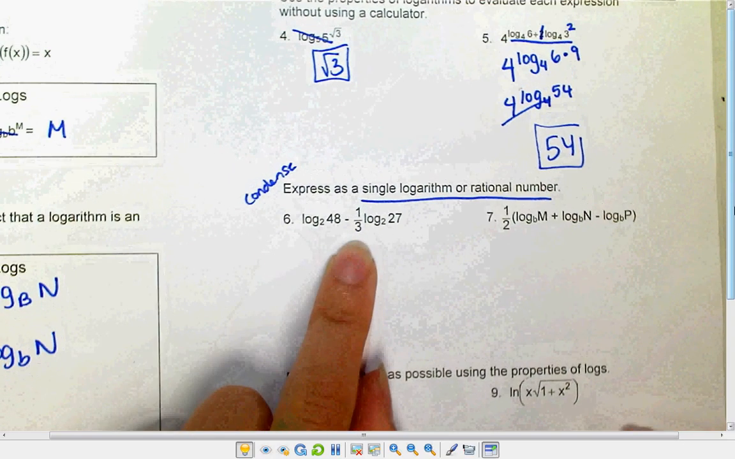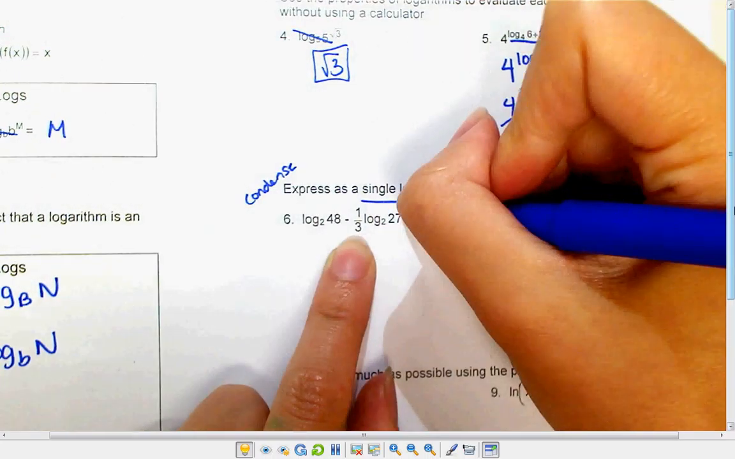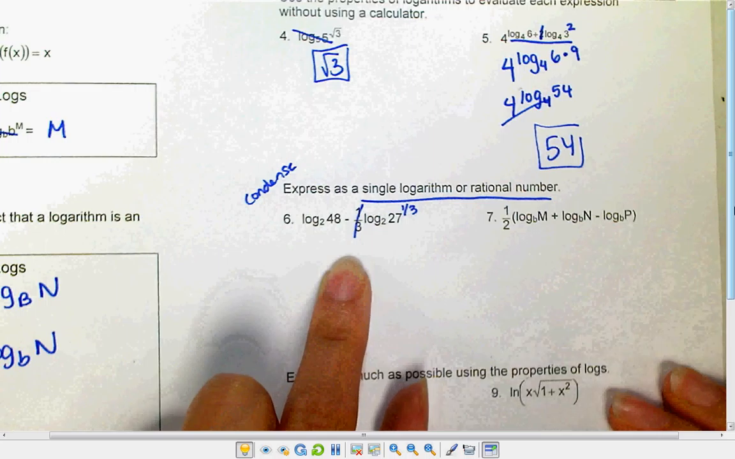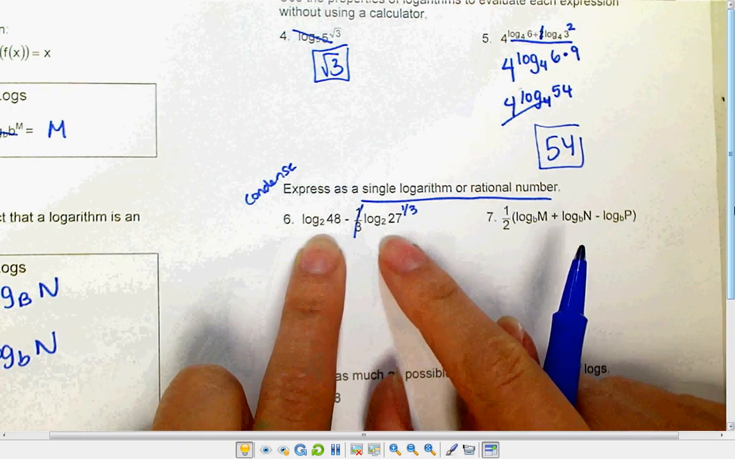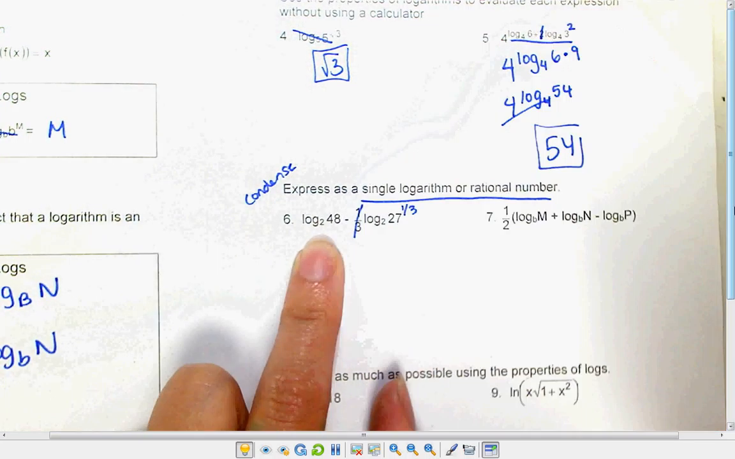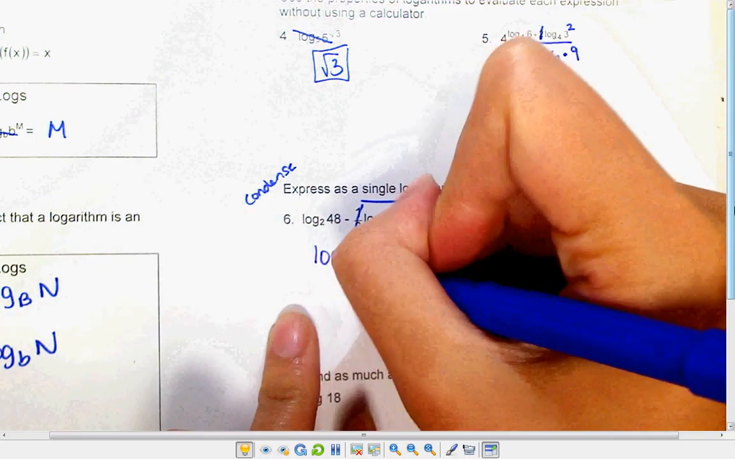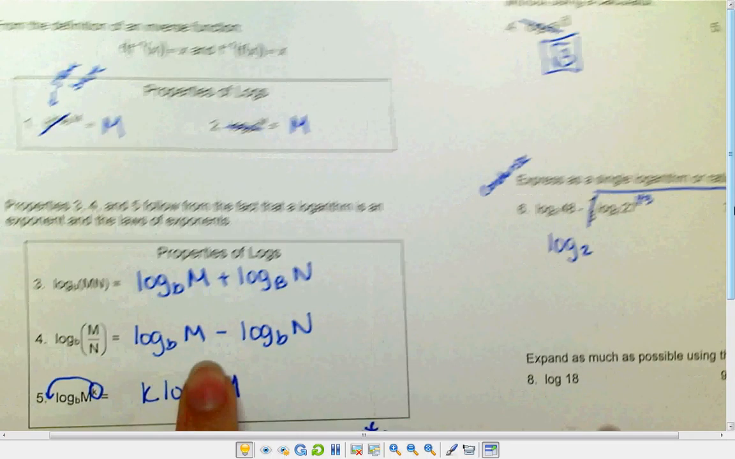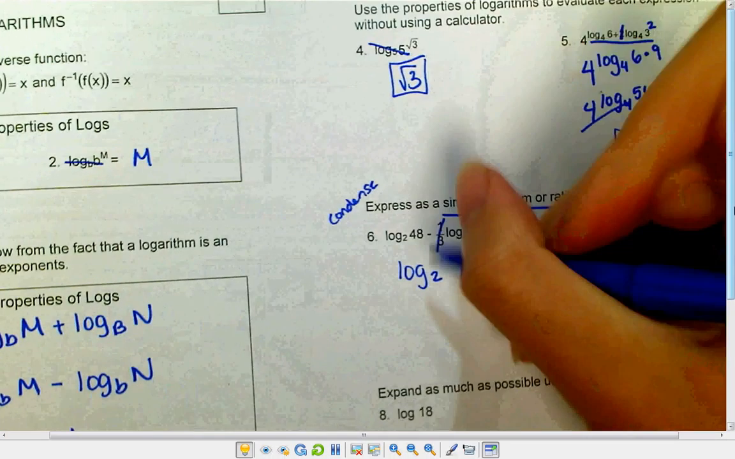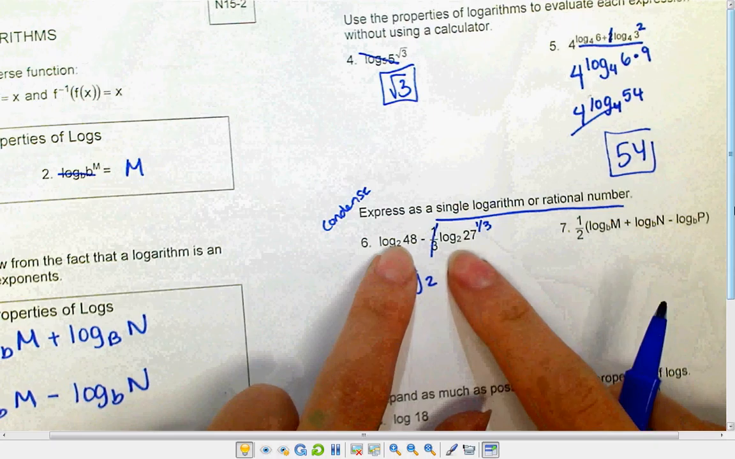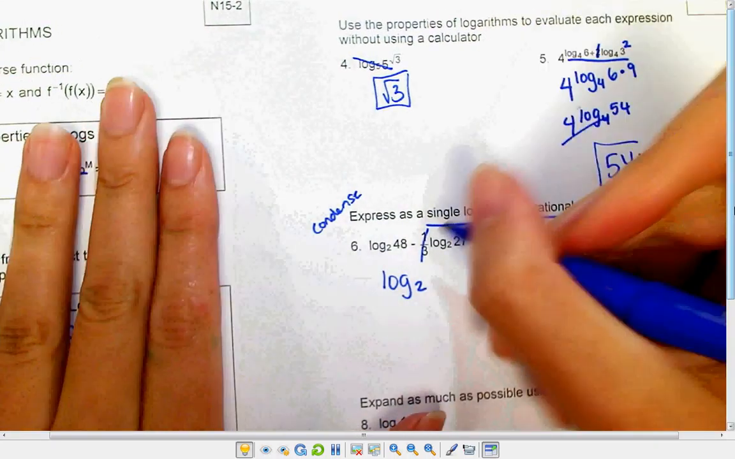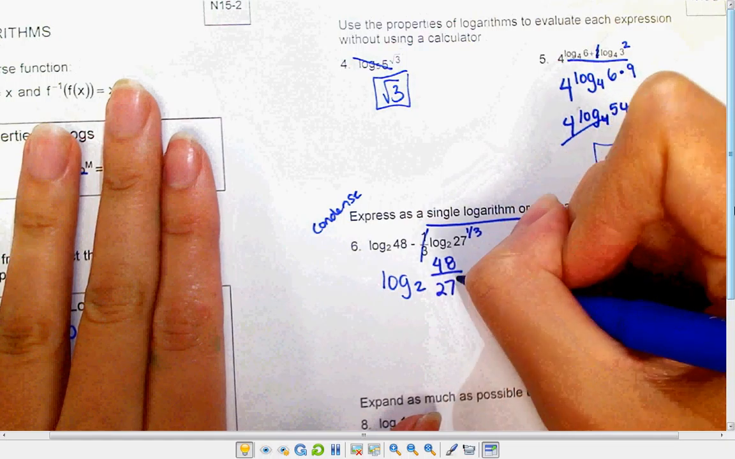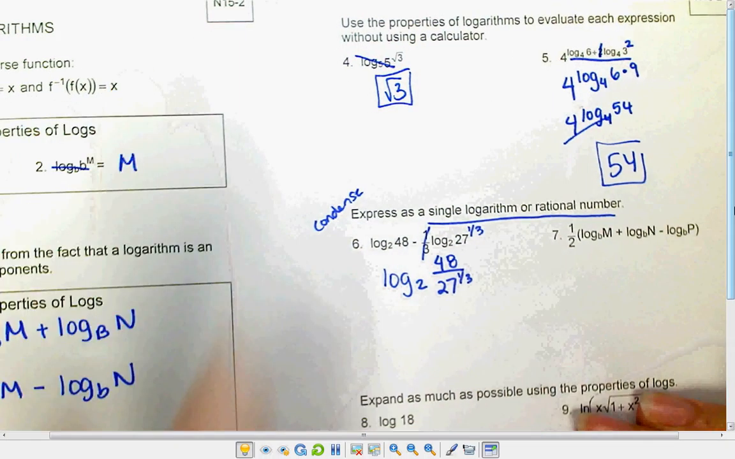So for number 6, first, let's look at this 1/3. This 1/3, because it's out in front, we can actually turn into an exponent. We also have, if we're trying to combine these two, a subtraction. So if we're turning it into one single log, subtraction becomes, we're looking at our rule number 4, division. So this is log base 2. We're going to keep the same base, so the bases never change here. This is 48 over 27 to the 1/3. Because subtraction becomes division.